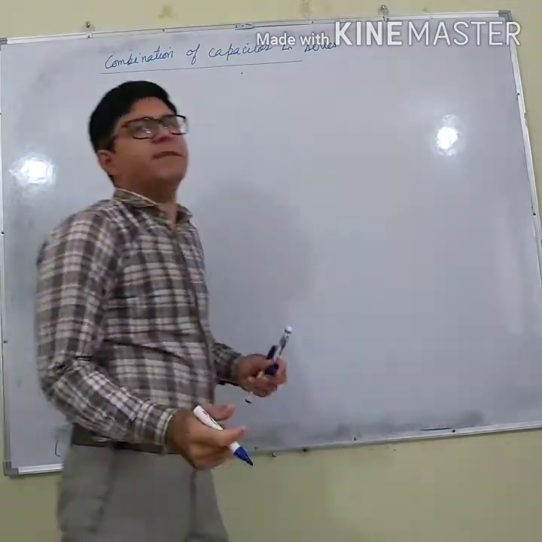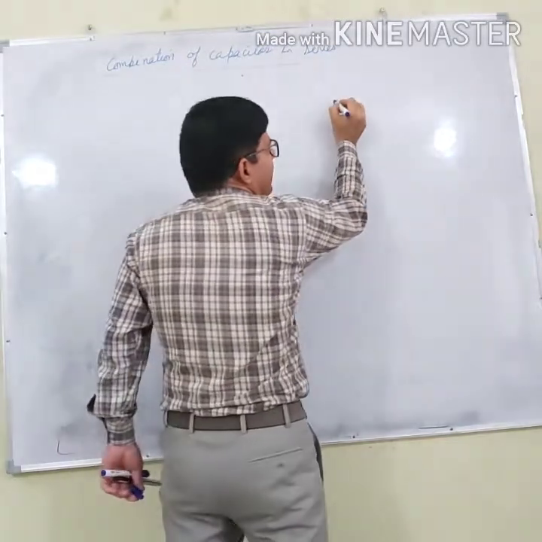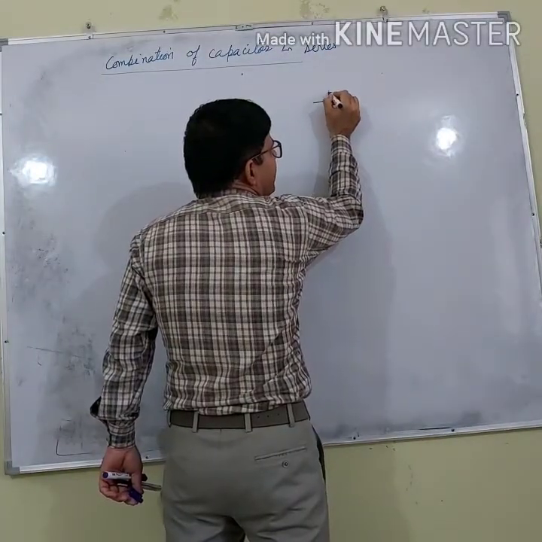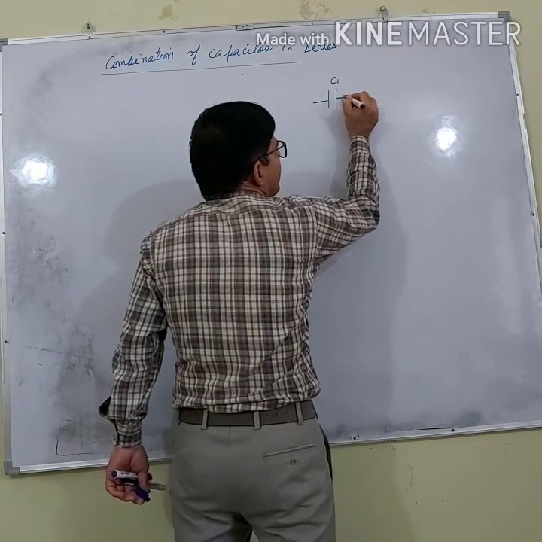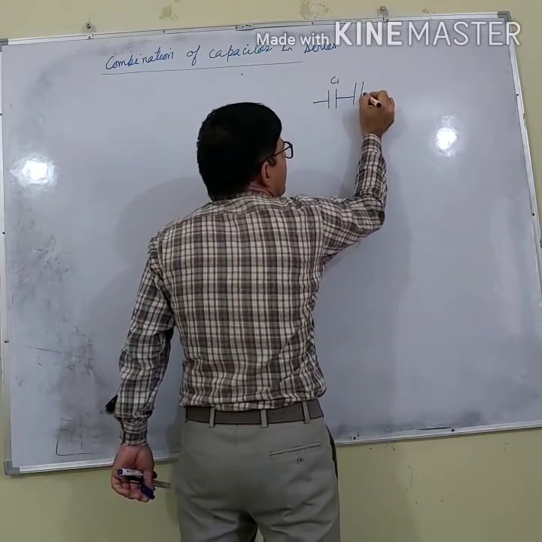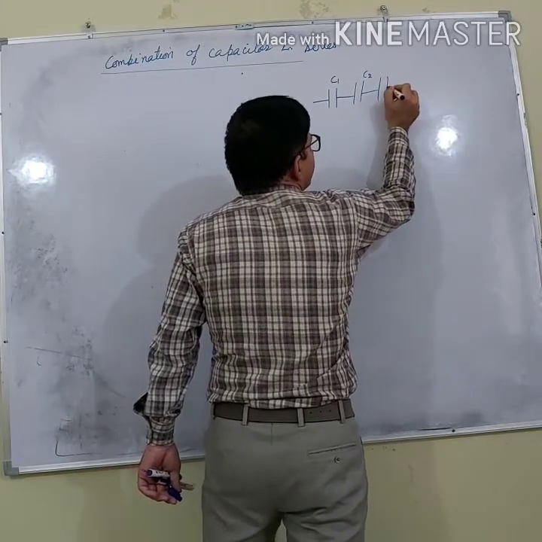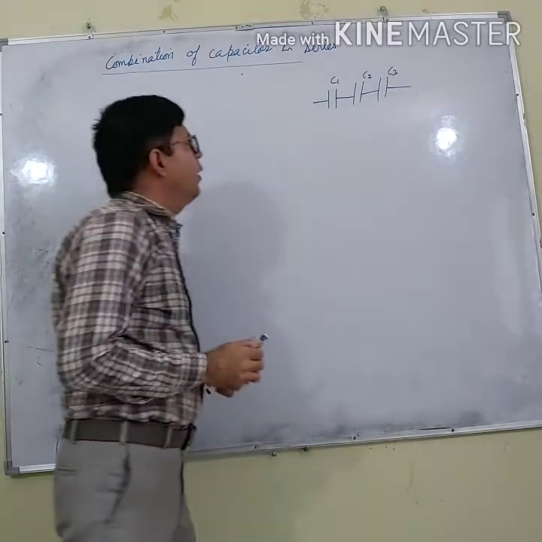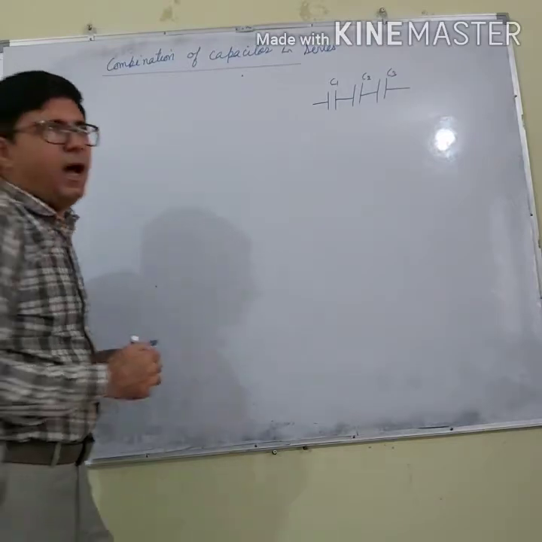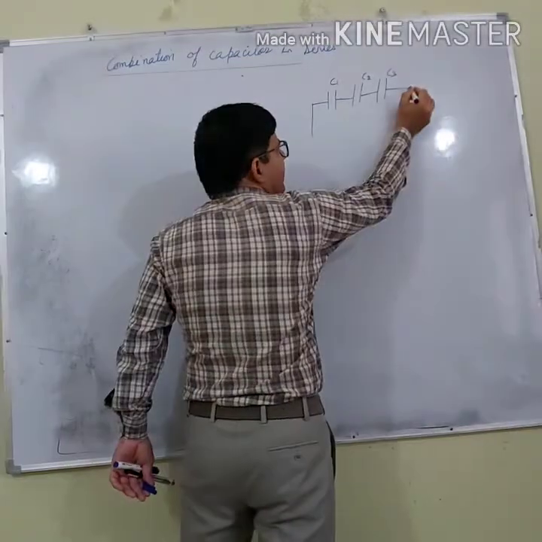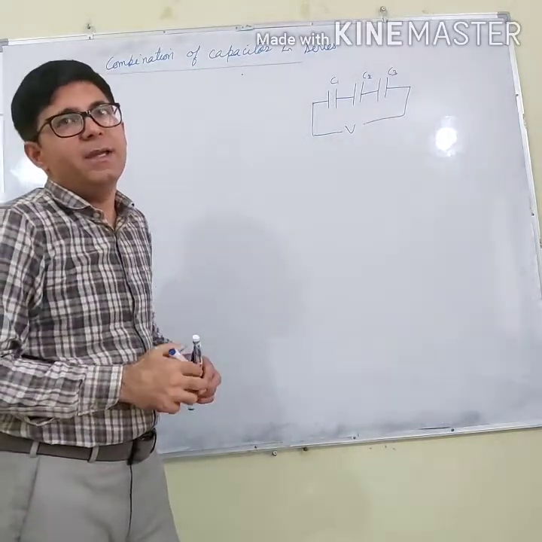What do we call the series? You have done resistors in series in the same way. Let us say I am having a capacitor C1, this is another capacitor C2, and let us say the third capacitor is C3. If I say that these capacitors are connected in series, are they connected in series? Yes or no? Yes. Why?